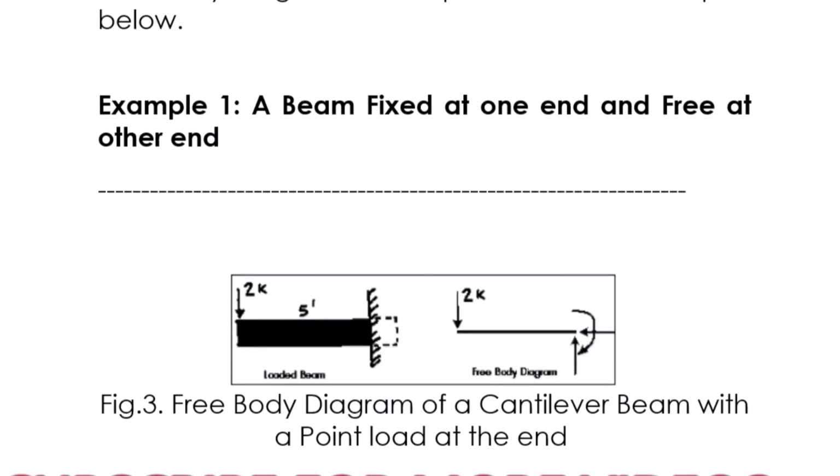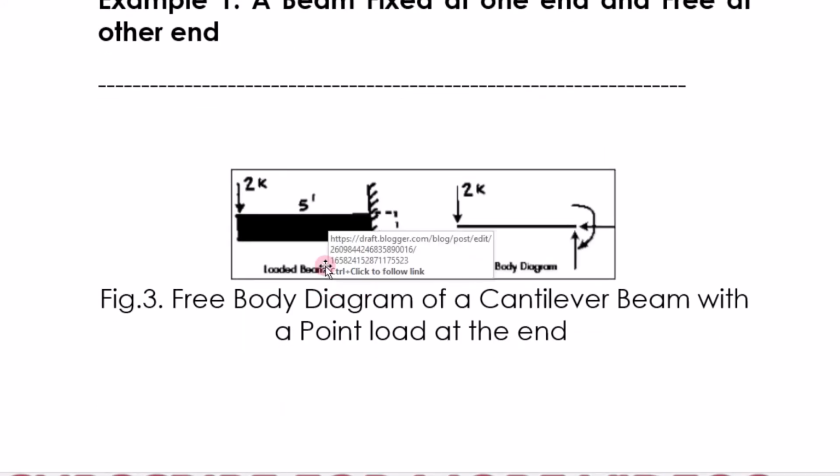Here in the example, we have a beam that is fixed at one end and free at the other end. The respective free body diagram has 3 reactions at the fixed end. At the free end we have a 2 K unit load, and 5 inches is the horizontal distance. So this is the free body diagram of this particular loaded beam.